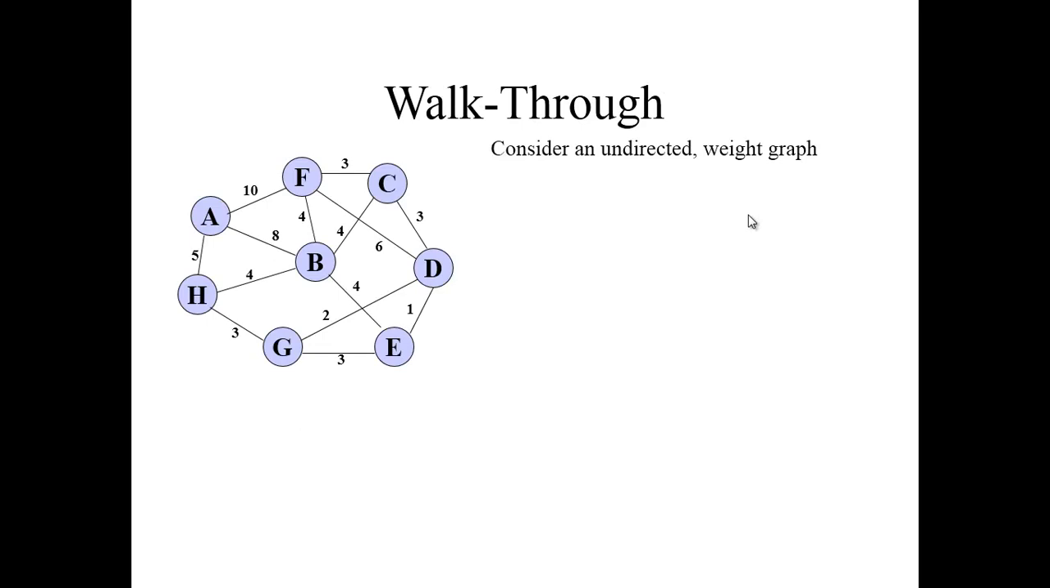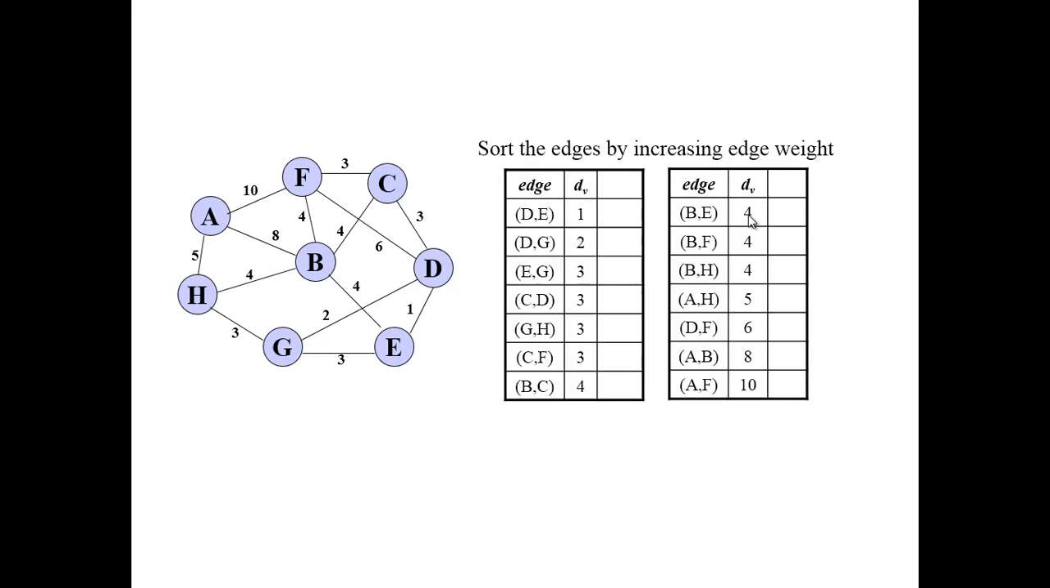For example, if we consider this graph, then firstly we will take the list of edges in increasing order, that is DE has minimum weight, that is 1, DG has 2, EG has 3, CD has 3, GH has 3, CF has 3, BC has 4. In this way we arrange all the edges in increasing order, from the minimum weight to the maximum weight.